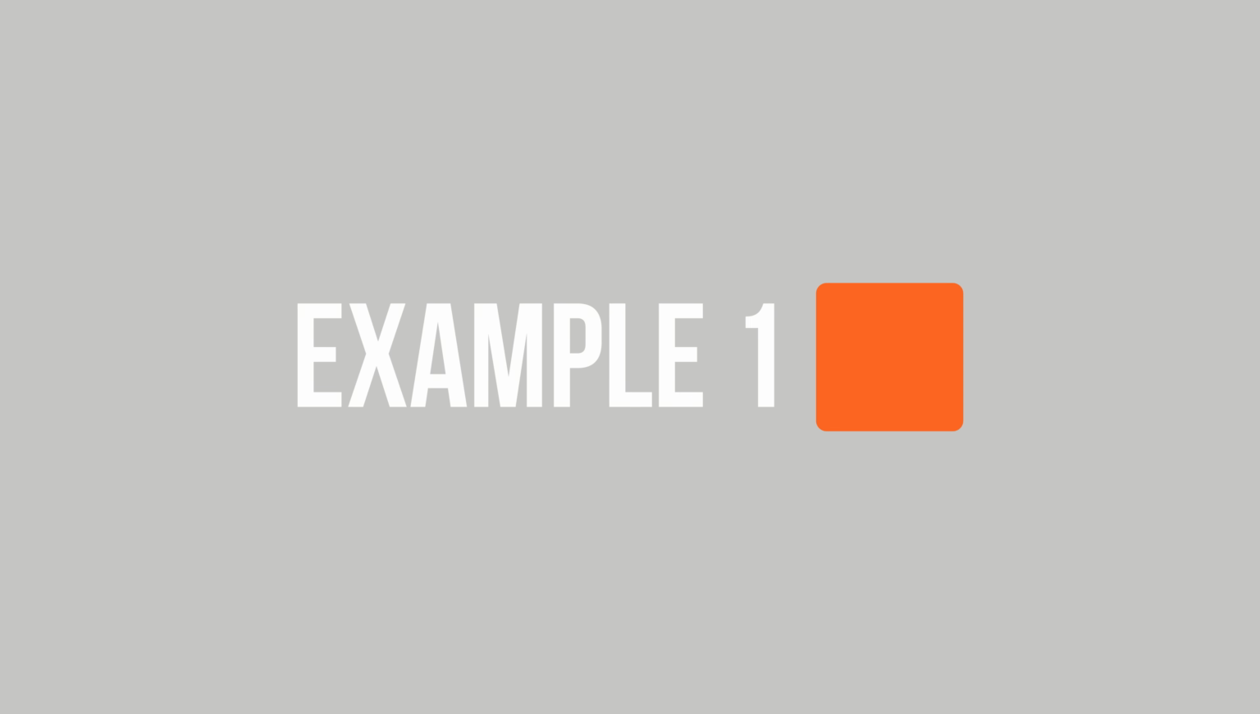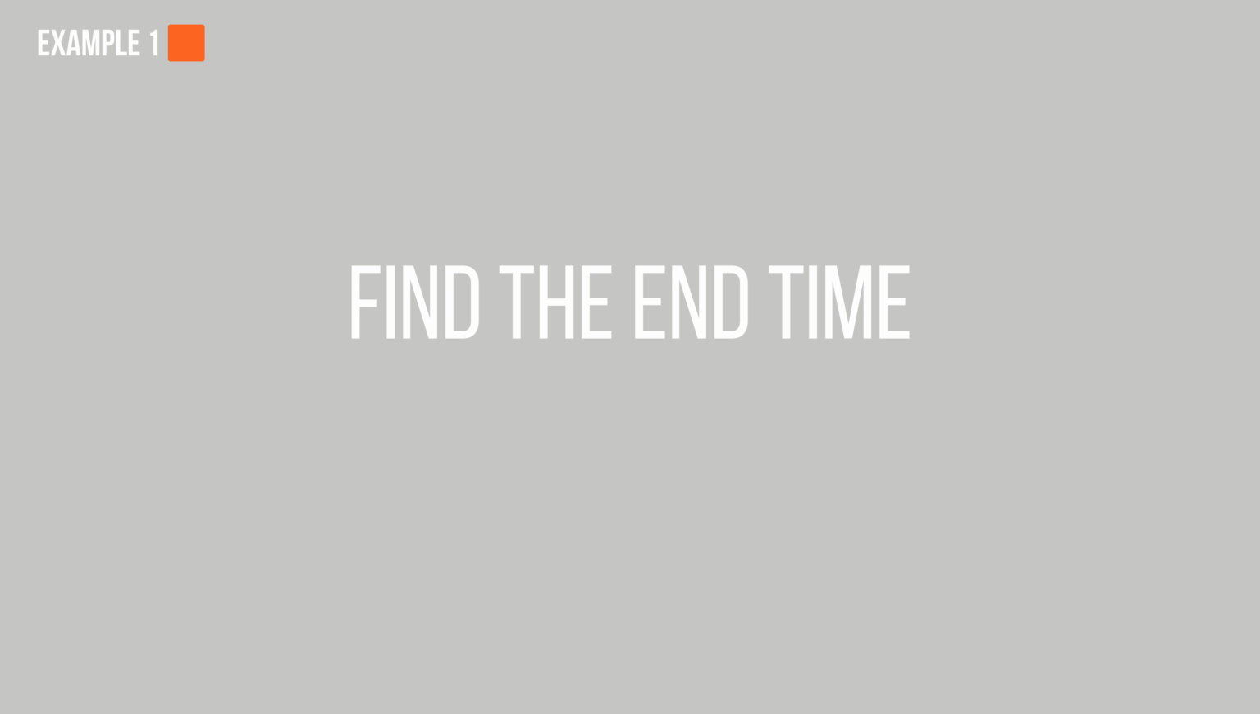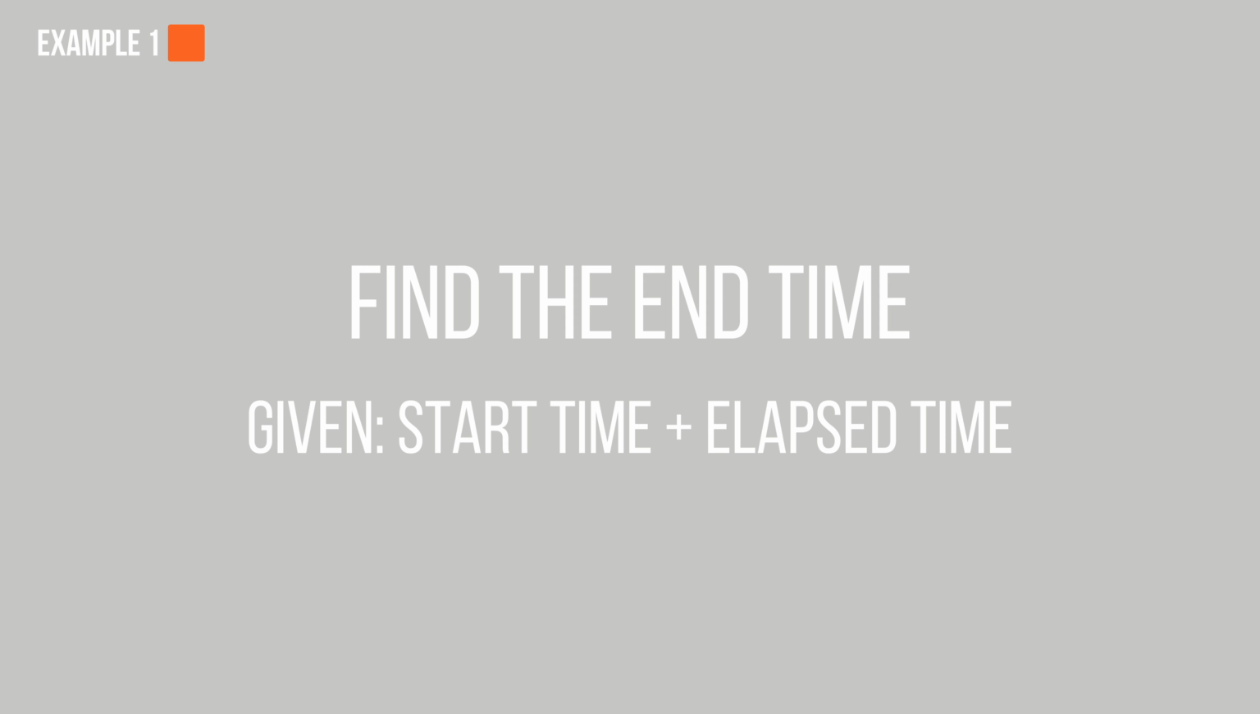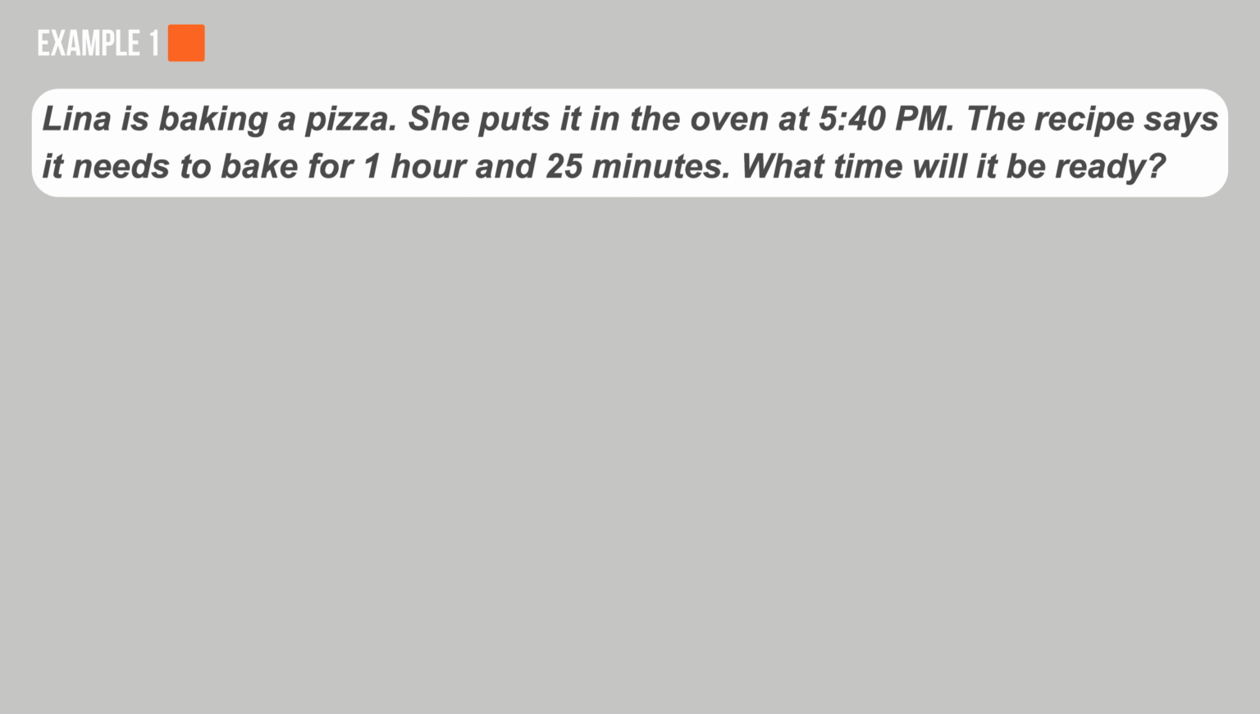In the first example, we want to find the end time, when the start time and the elapsed time are given. Here's the first exercise. Lena is baking a pizza. She puts it in the oven at 5:40 p.m. The recipe says it needs to bake for 1 hour and 25 minutes. What time will it be ready?